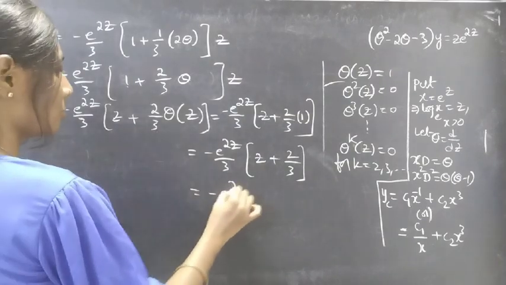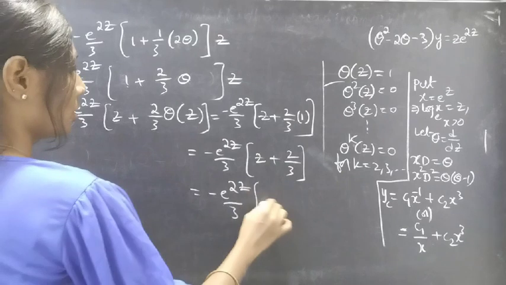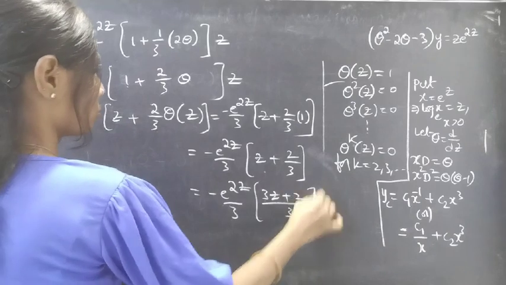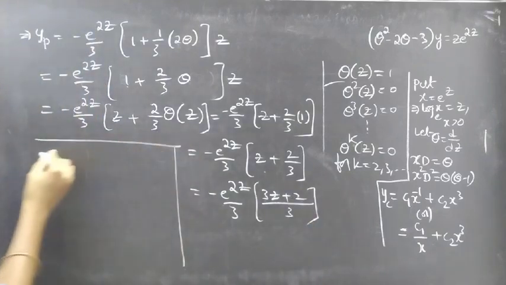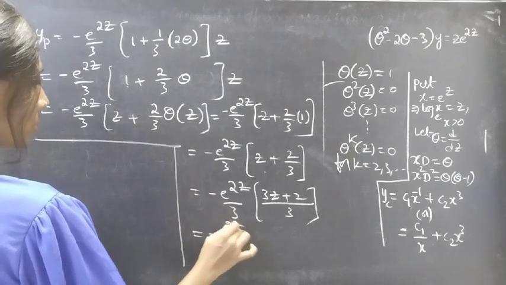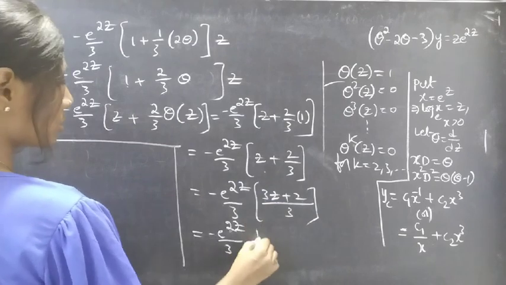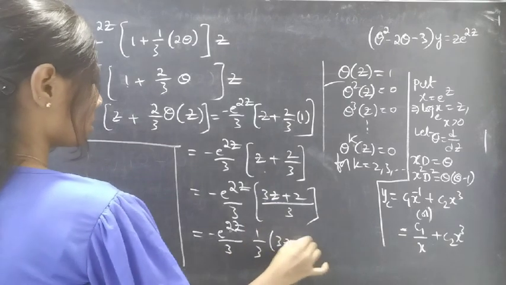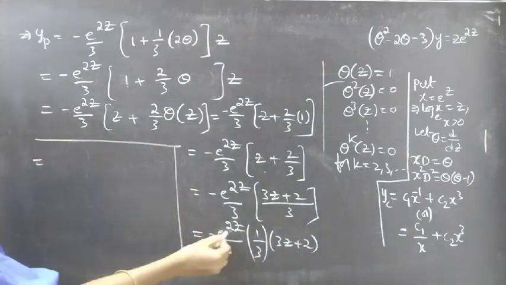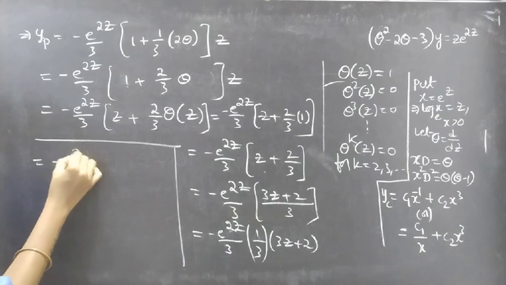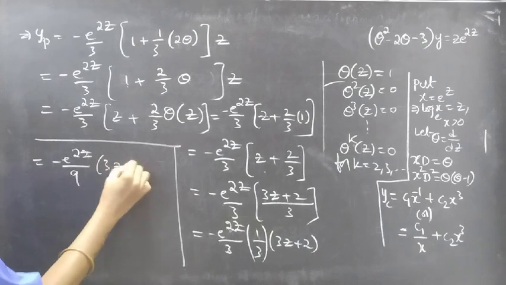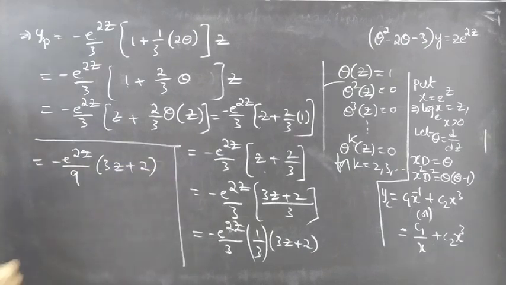This equals minus e power 2z by 3 into, taking the LCM of the two terms, 3, in the numerator we get 3z plus 2. Split the fraction as 1 by 3 into (3z plus 2). Then yp becomes minus e power 2z by 3 into 1 by 3, which is minus e power 2z by 9 into (3z plus 2).